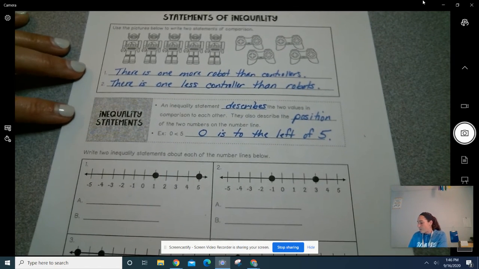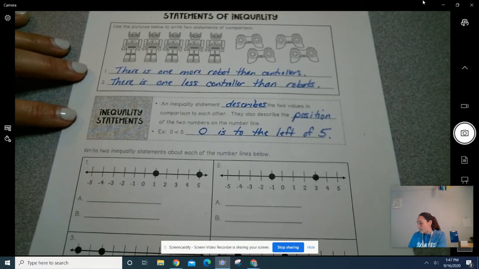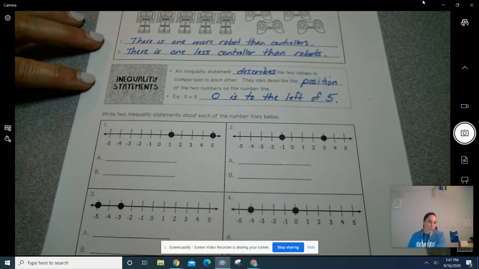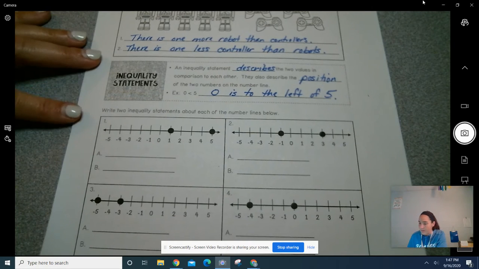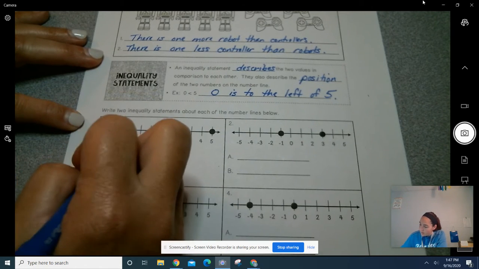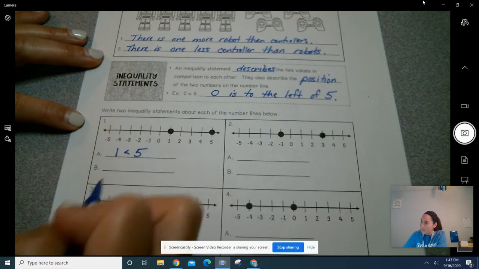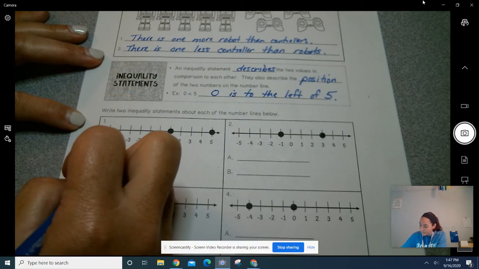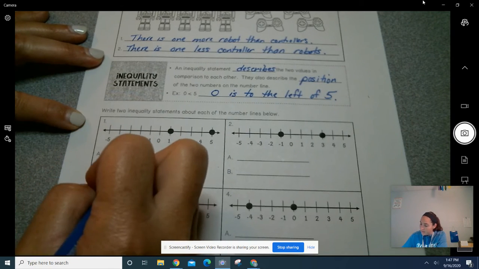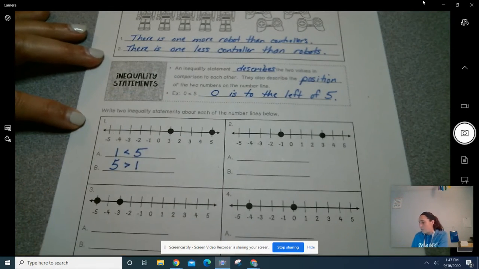All right, let's do number 1 and 2 together, and then I'm going to have you guys do 3 and 4. Number 1 down here says write 2 inequality statements about each of the number lines below. So one of the statements I could write is 1 is less than 5. But the other one that I could write, 5 is greater than 1. Or we could read it, 1 is to the left of 5, 5 is to the right of 1.